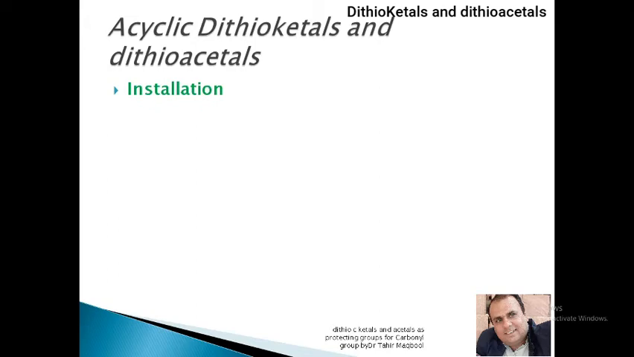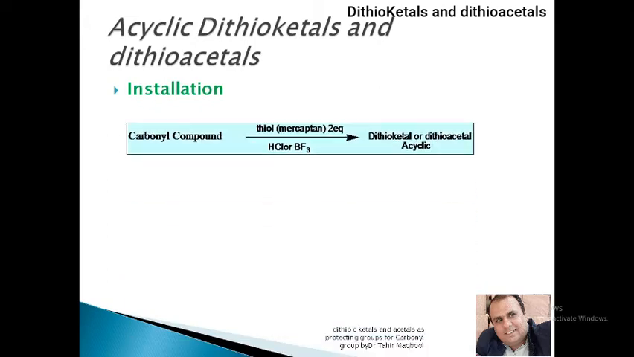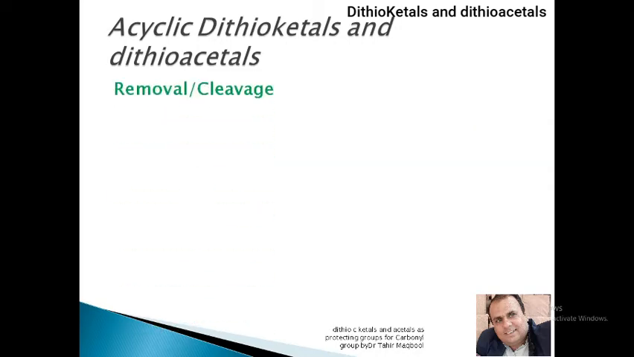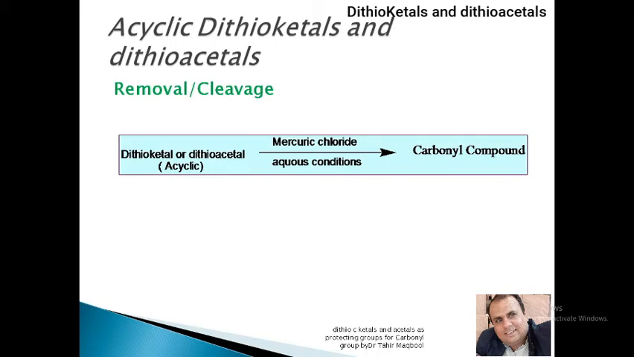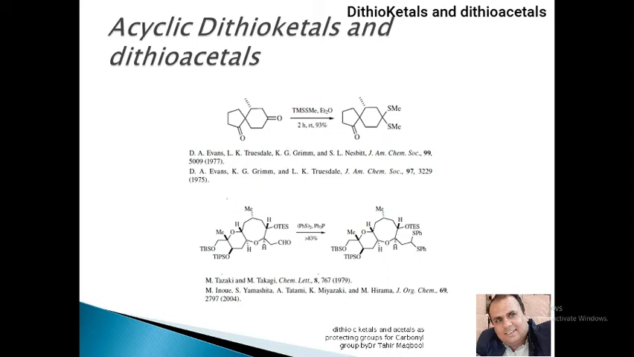Here is the general common procedure for their installation. We subject the carbonyl compound to react with thiol or mercaptan, used in two equivalents, in the presence of HCl or BF3 as an acid. So we will get the dithioketal or dithioacetal as a protected carbonyl group. As far as removal or cleavage is concerned, the acyclic dithioacetal or dithioketal is treated with mercuric chloride under aqueous conditions to get the carbonyl compound back. Here are some examples.